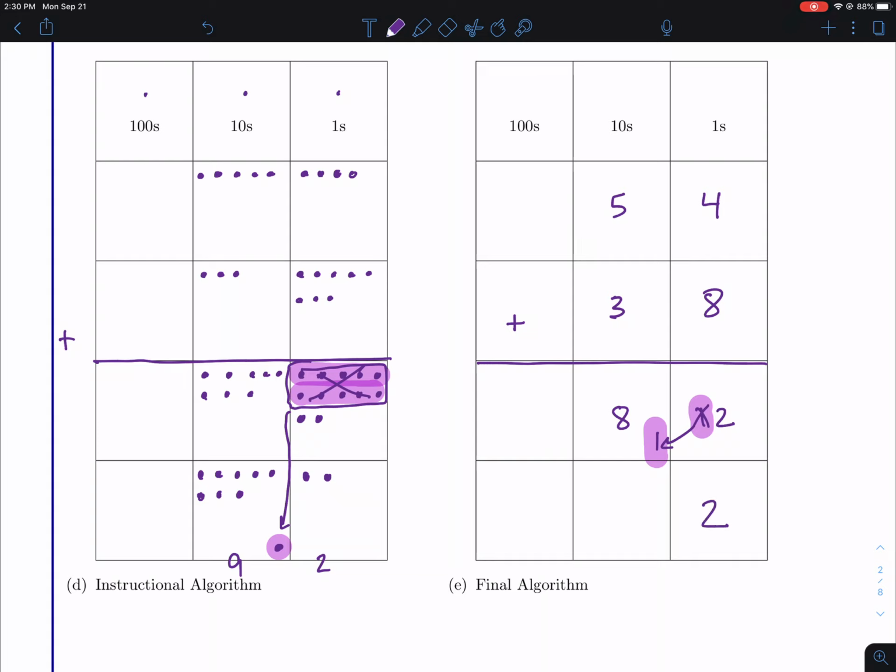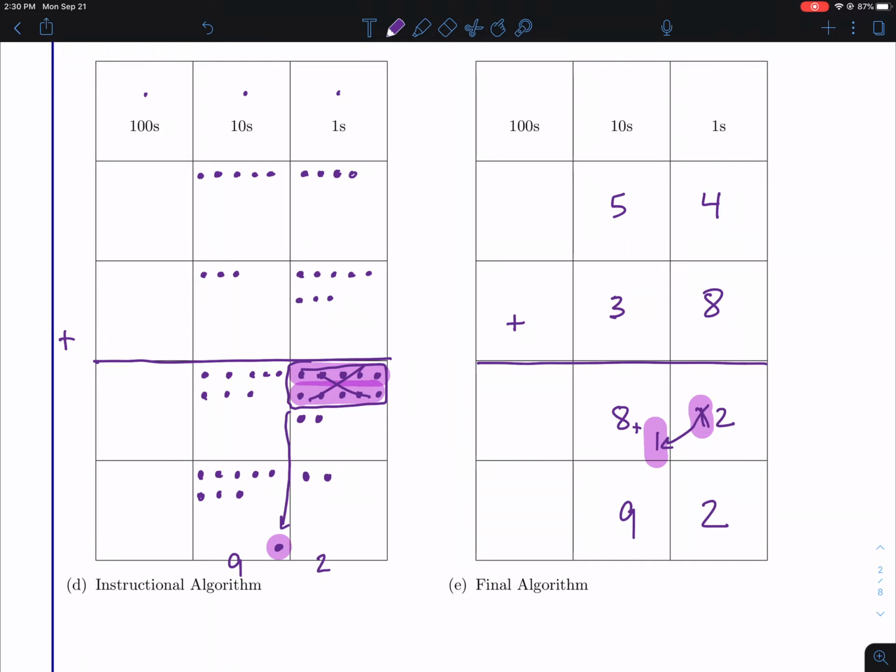So at this point, we've got our 9. That's all that's left over in the ones. And now in the tens column, we've got 8 plus 1, which gives us 9. So our final answer, again, like I said, we didn't do anything wrong, which is good, is 92 in this case. All right, is everybody doing okay so far?